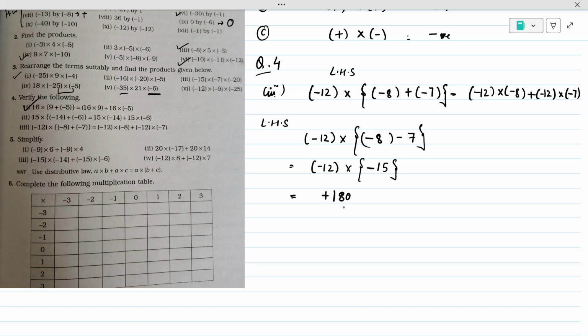Again, 12 into 15 is 180, minus into minus is plus. So the answer of the left hand side is this. Okay, so now we have to check the right hand side also, RHS.